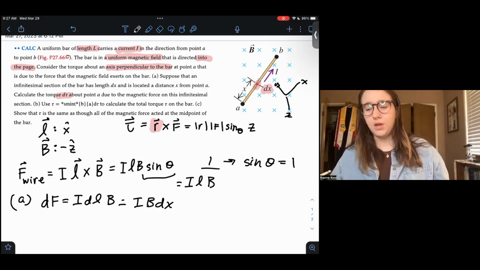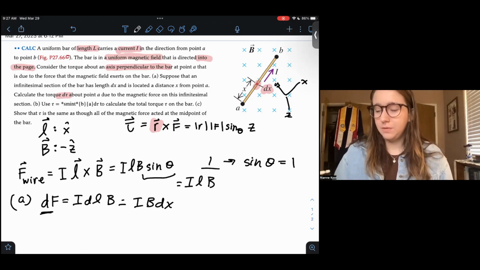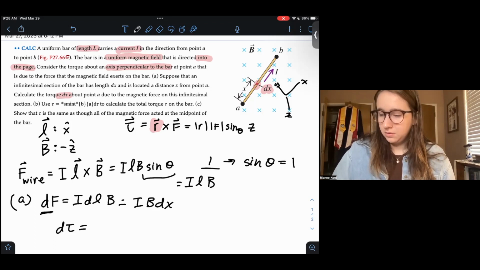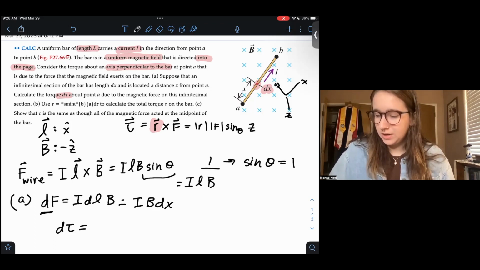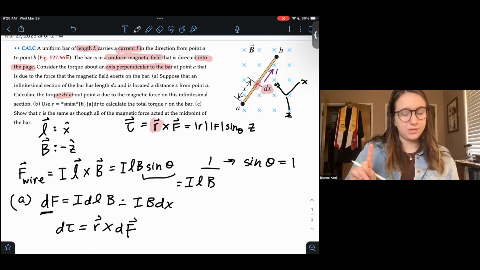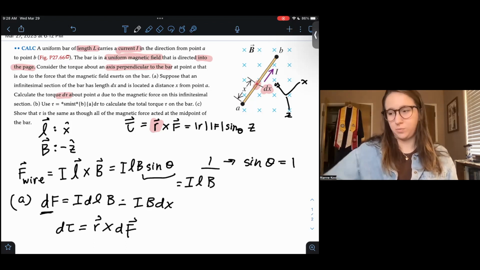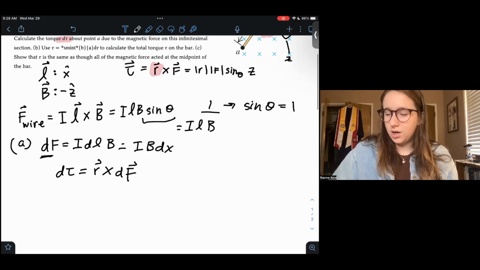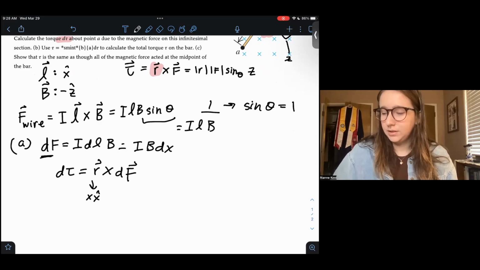Okay. So now that we have our dF, we can talk about our d tau, which equals r cross dF. Now, the reason why I chose r to be the same is because we are at this distance x. So our r vector is actually x hat.